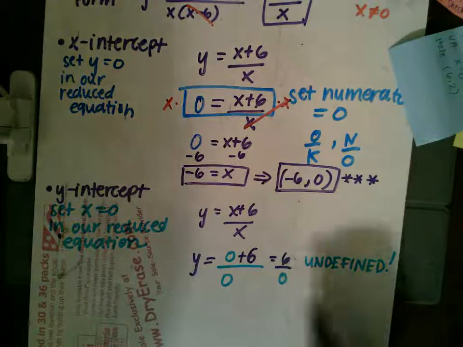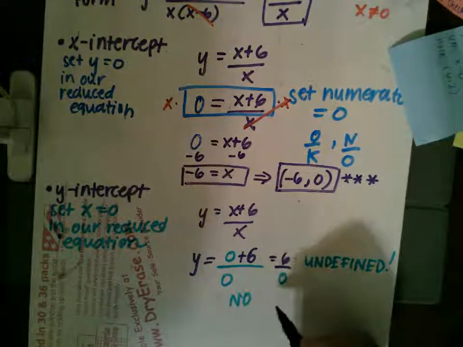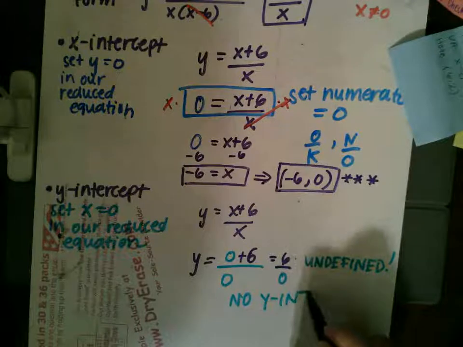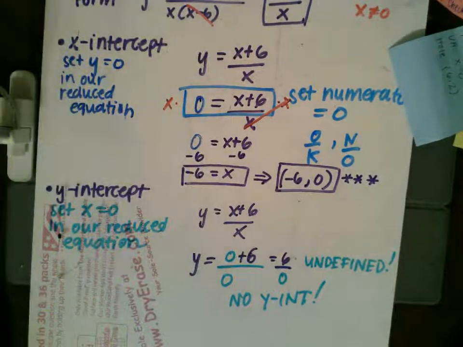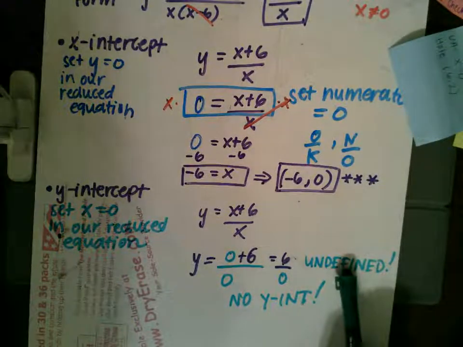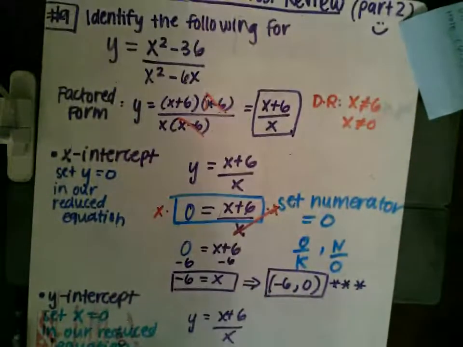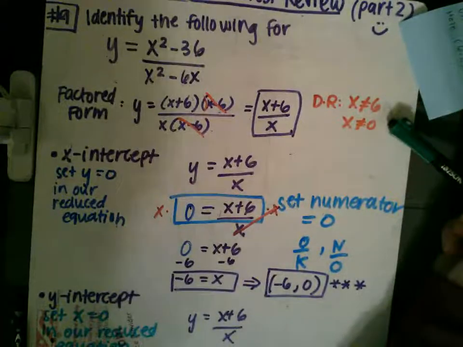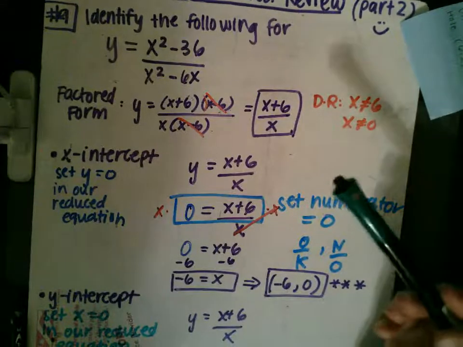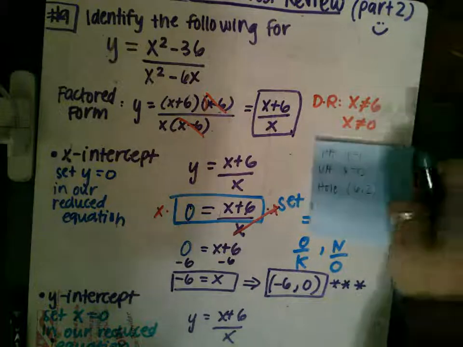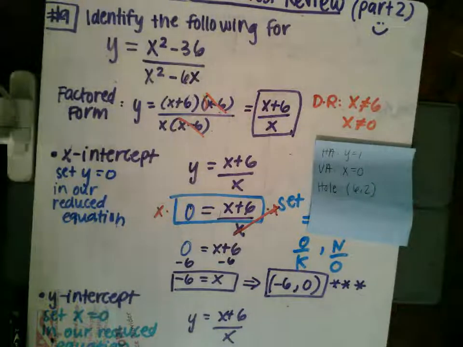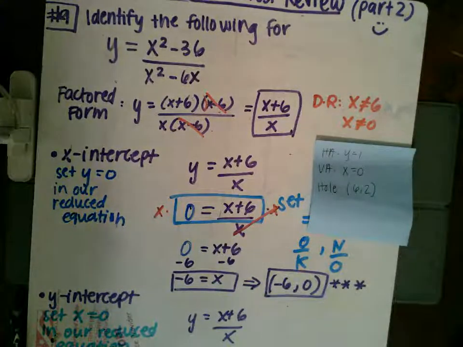So we actually do not have a y-intercept here because we get an undefined value. And remember, our domain restrictions were x cannot equal 6 and x cannot equal 0, because I have a vertical asymptote at x equals 0. So there's no y-intercept because x is equal to 0 there.